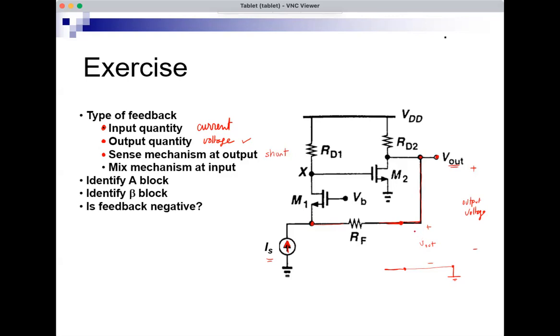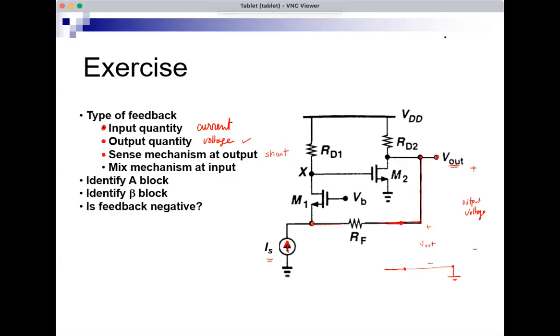And this quantity V out is being measured in the beta block. So the beta block is somewhere here to produce the feedback quantity that I will mix with IS. Mix in this case means subtract from IS. So how am I mixing? How am I subtracting the feedback quantity IF from the current IS?